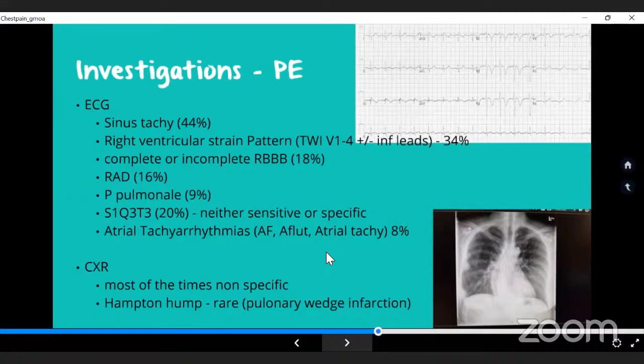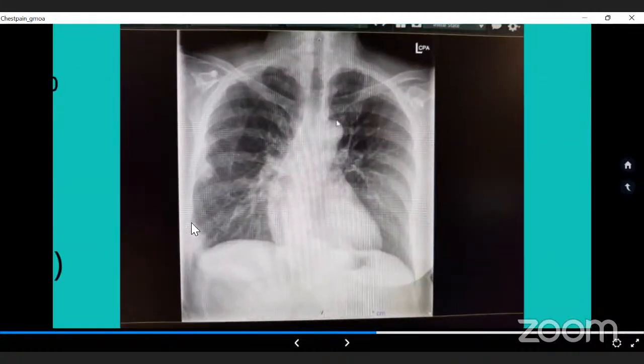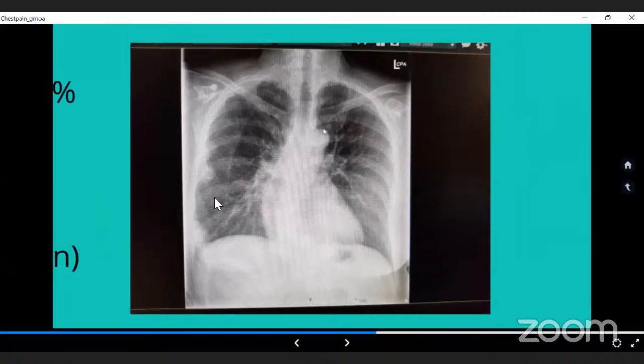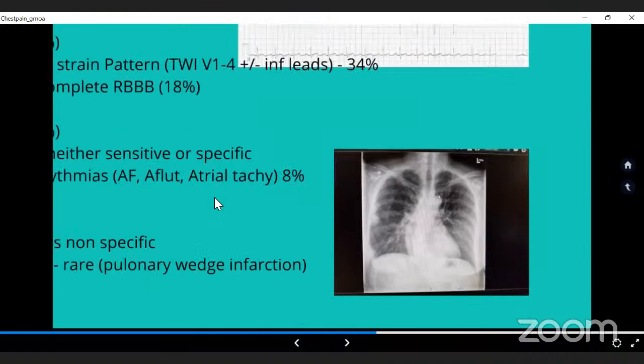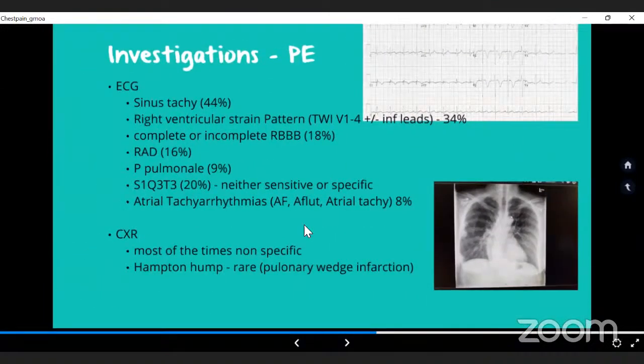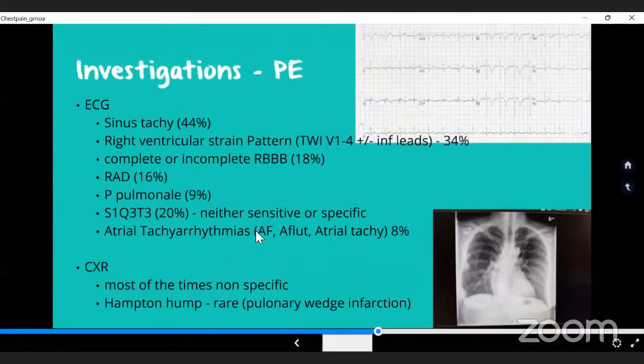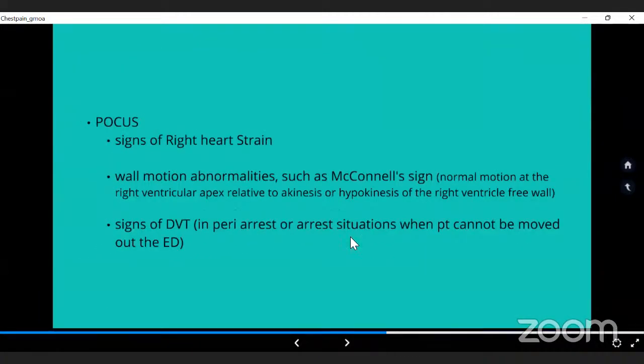Chest X-ray is most of the time not diagnostic, it's normal, but if you are very lucky, you might see something which I have seen, a Hampton's hump, which is an infarction of the lung due to pulmonary embolism. So I was lucky to see this. Okay, and the rest, I'm going to skip.